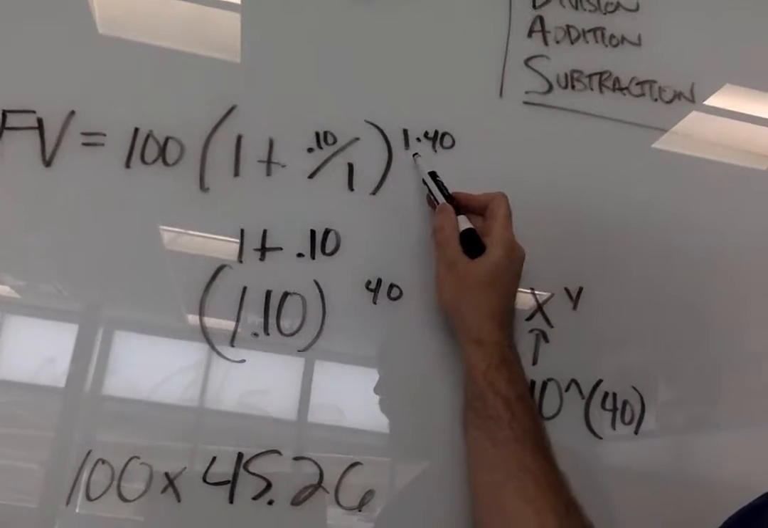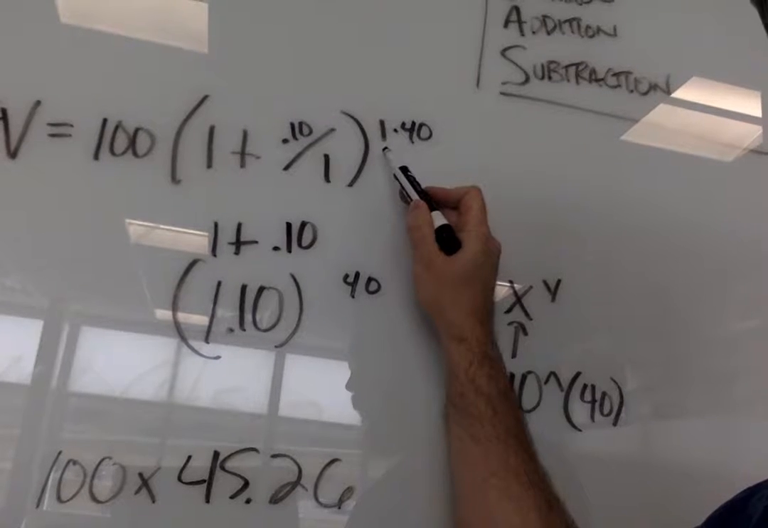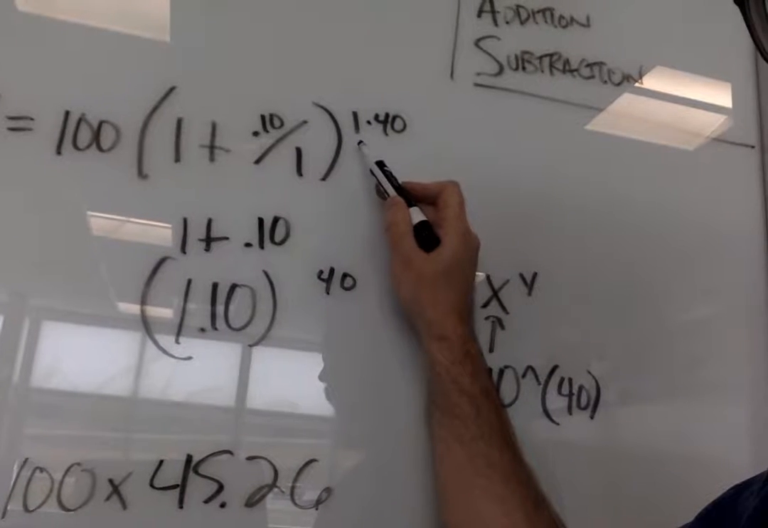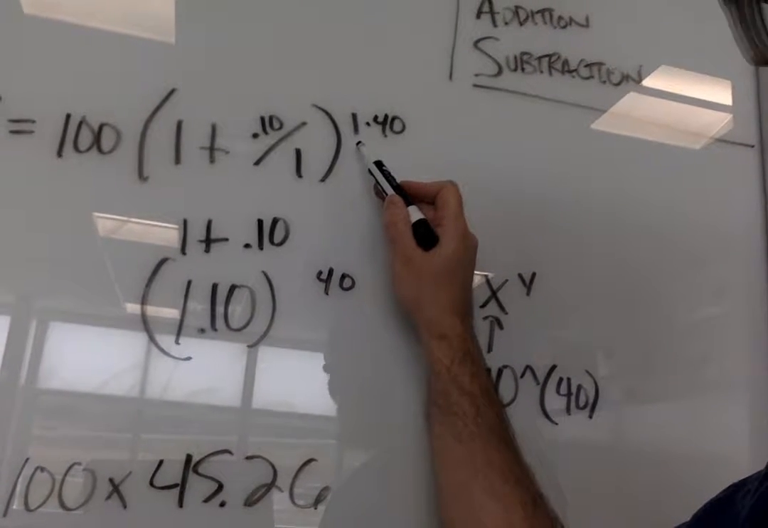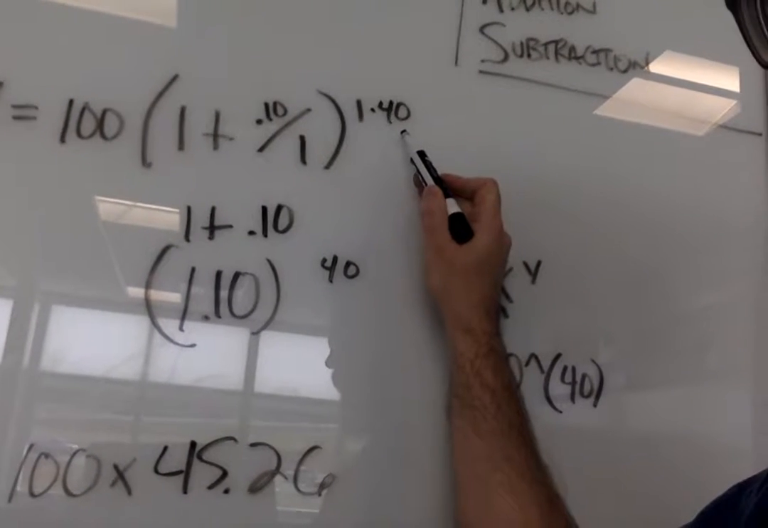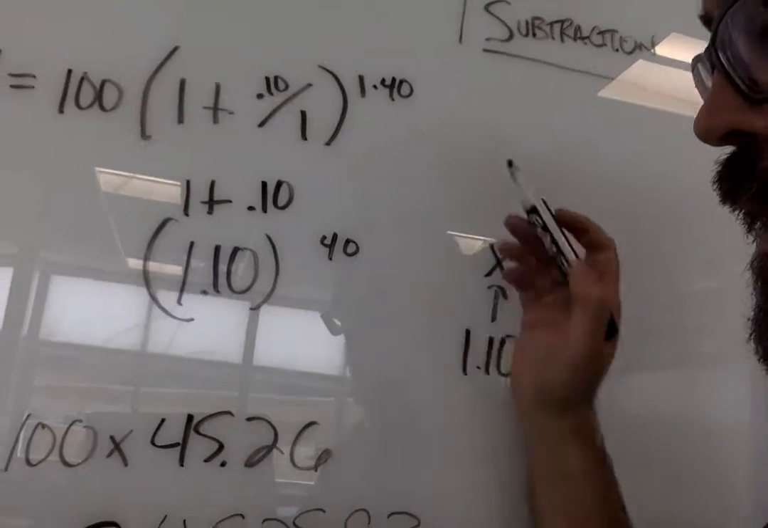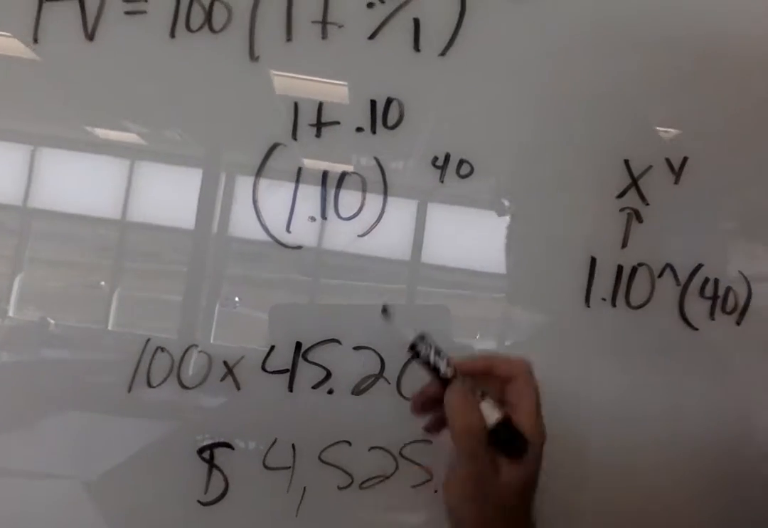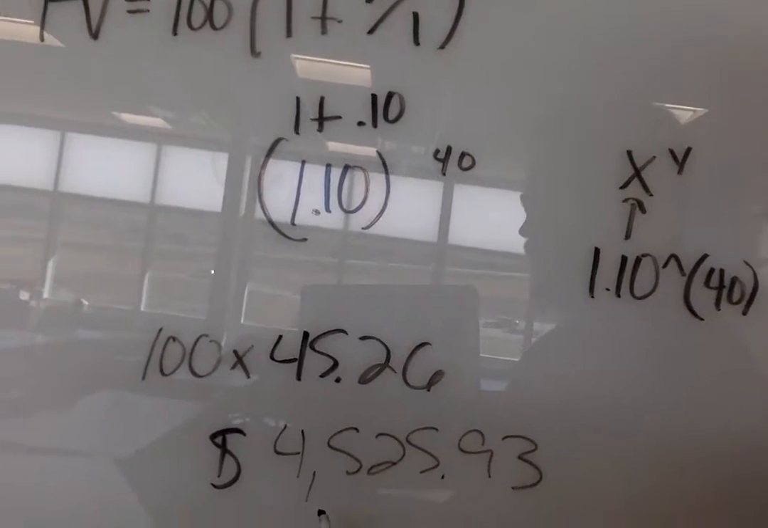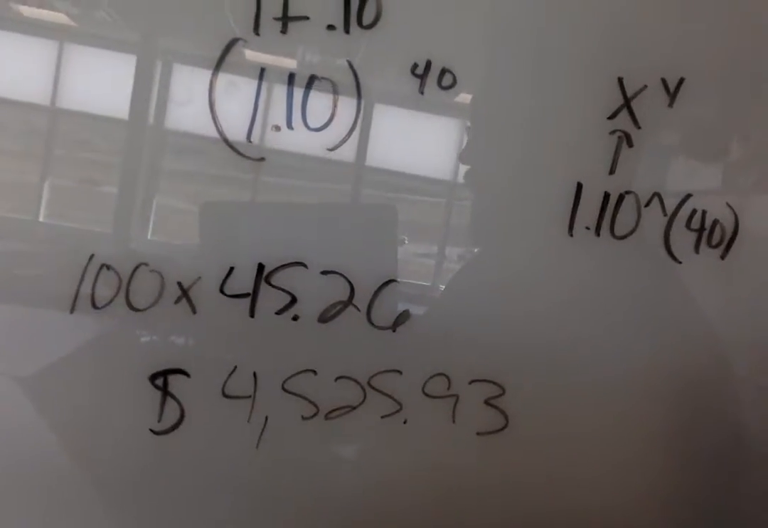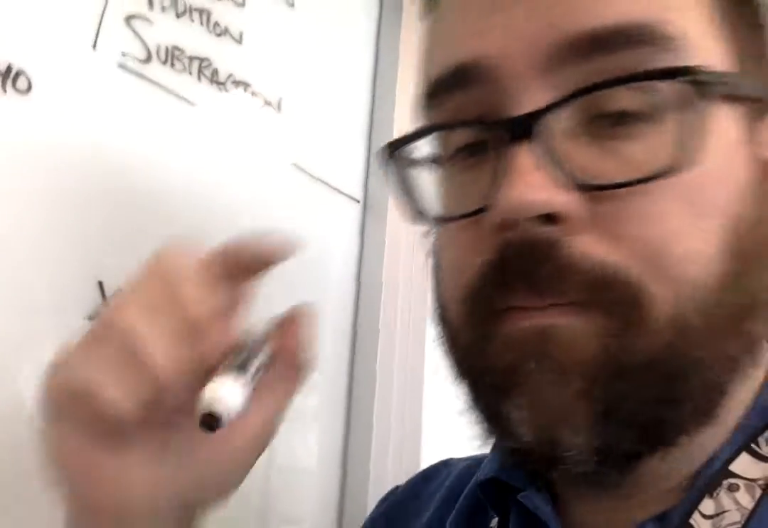And then outside the parentheses, this again is how often interest is paid: 12 if it's monthly, 4 if it's quarterly, 2 if it's semi-annual, or 1 if it's annual. In this example, we did annual, once a year. And then 40 is how long, how many years. So again, that's T in our formula, and that's how many years. So on an original investment of $100 at 10%, for 40 years, at the end of that $100 would be worth $4,525.93.